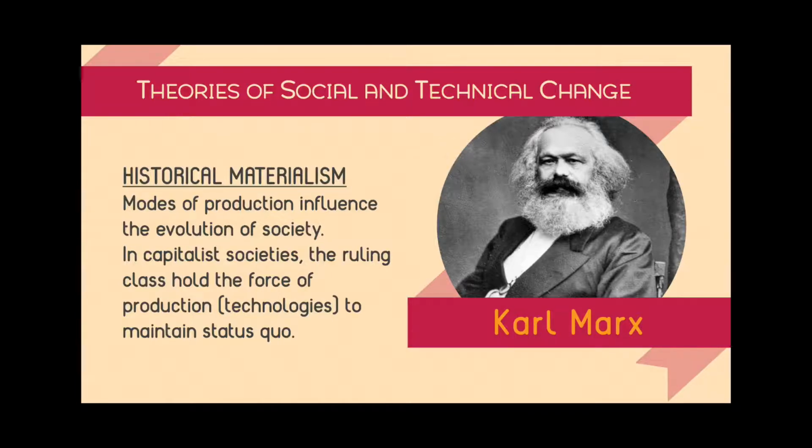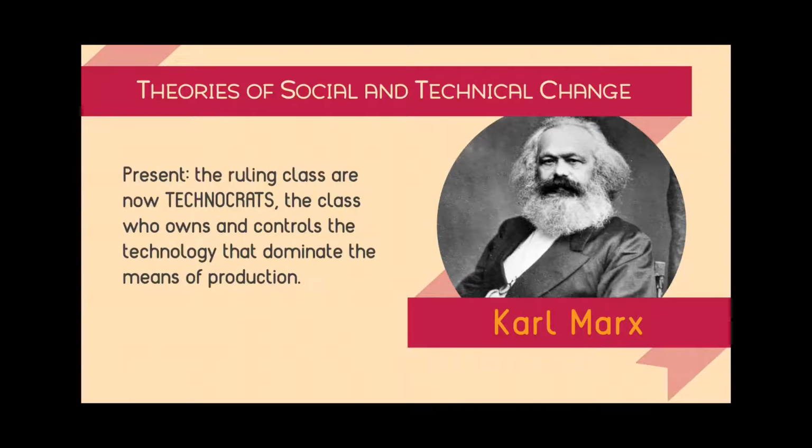The ruling class holds the forces of production to maintain the status quo, and of course, this produces abuse and alienation among the working class. Presently, when we imagine this capitalist class, they are now the technocrats, the class who owns and controls the technology and dominates the means of production, because one of the more important materials that we have in this day and age is information. Those who hold digital technologies, like for example Mark Zuckerberg, Apple, and Google, are considered technocrats because they control a lot of the raw materials, the data that basically informs how the world works at the moment.